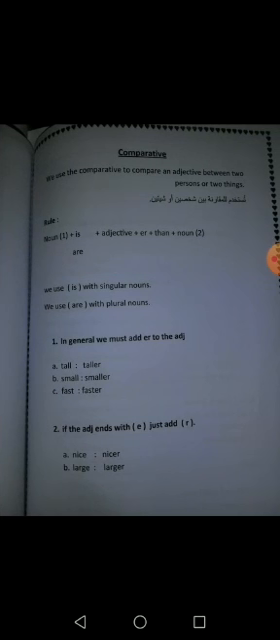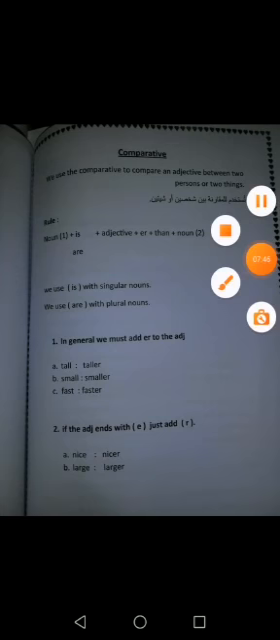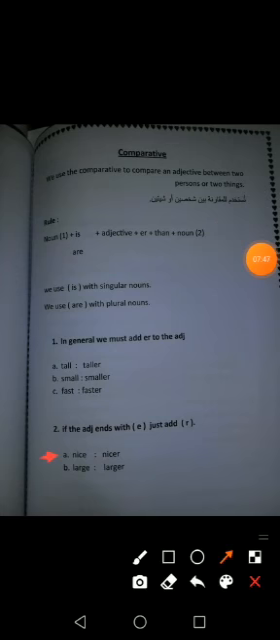Okay, student, if the adjective ends with e, just add r. Here we have an adjective that has the letter e. Can you see the letter e at the end? Nice. So here we don't use er, we use only r. Large, larger, nice, nicer. We add only r because we have e at the end of the word.